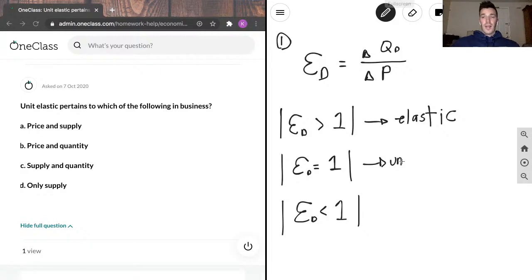If the elasticity of demand is equal to 1, we can say that it's unit elastic or unitary elastic, as our junior tutor said. And what this means is that any change in price will be met with a proportional change in the quantity demanded. Lastly, if the absolute value of the elasticity of demand is less than 1, we say that it's inelastic. This means that a large change in price doesn't much affect the quantity demanded.